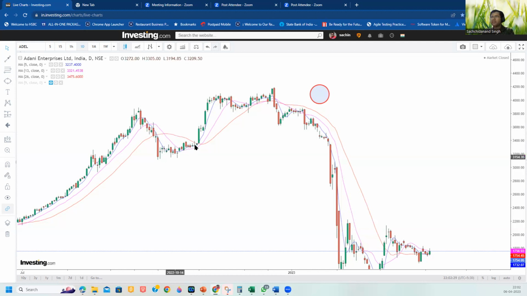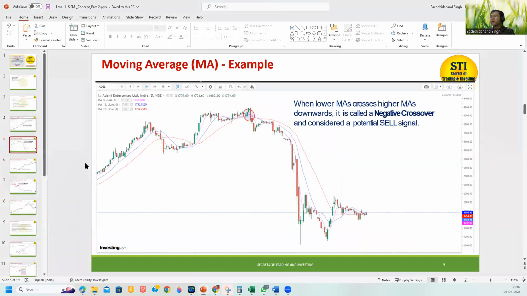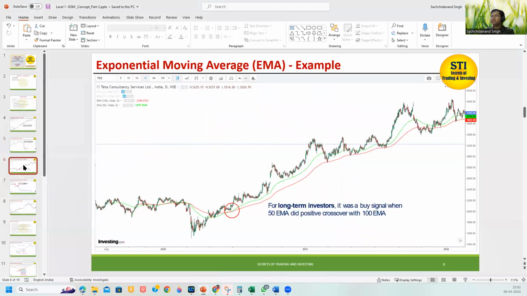Okay, so this one is not because of the news. This is because of the normal movement. Once we understand, just please hold your question. When we understand the next concept, we will learn why this is happening as per the chart. Okay, moving to the next one.